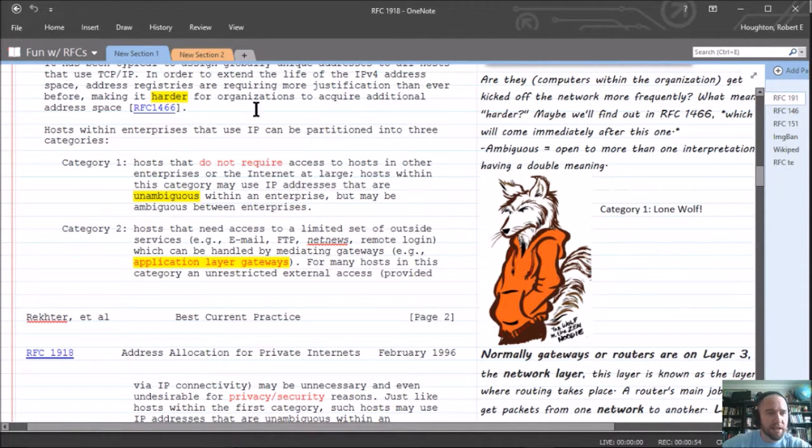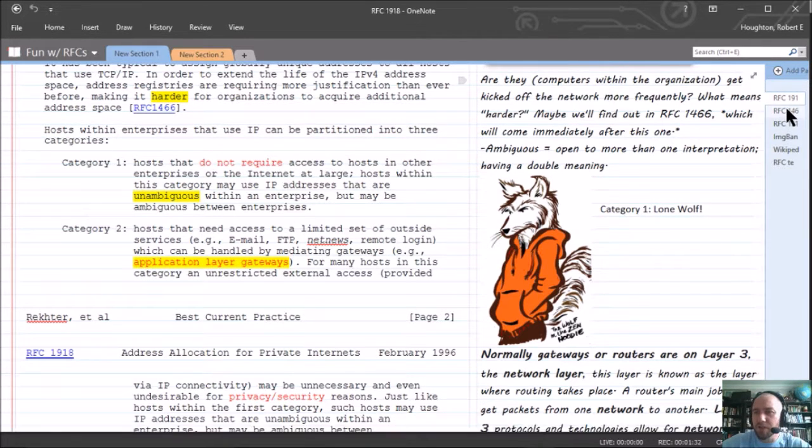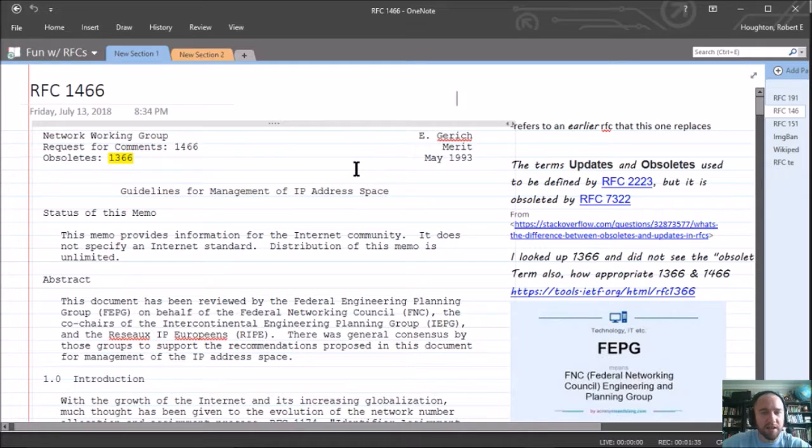1466 because 1918 said that address registries are requiring more justification than ever before, making it harder for organizations to acquire additional address space. So I just wanted to know more about what they mean when they say address registries are requiring more justification. Like, what exactly is going into that justification that makes it so much harder for an organization to acquire this additional space? So this is pretty fascinating to me, just these networking concepts of how IP addresses are determined.